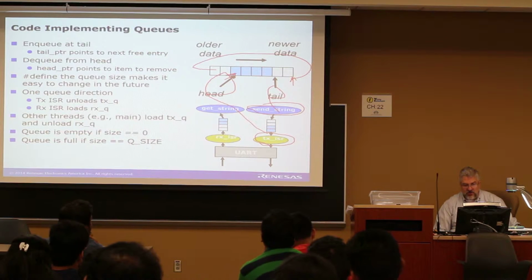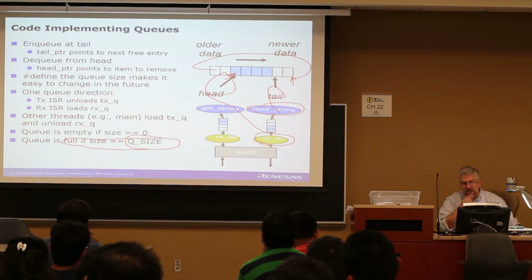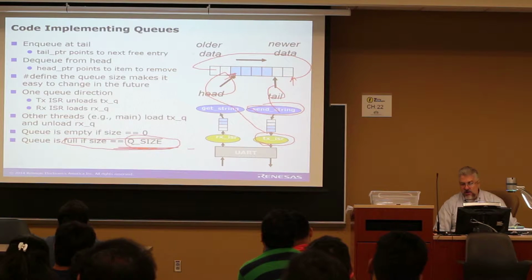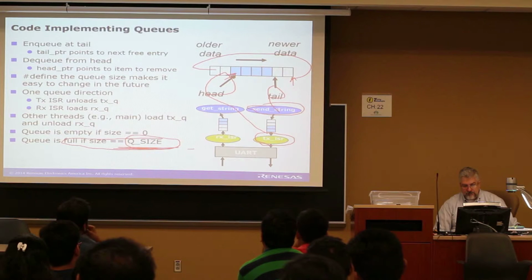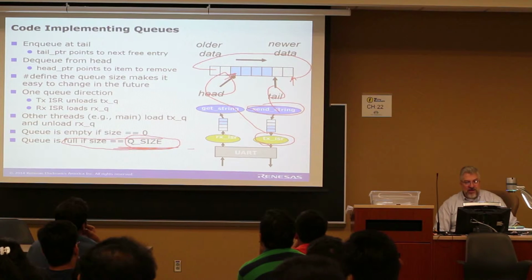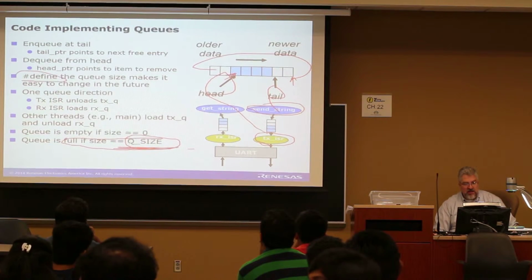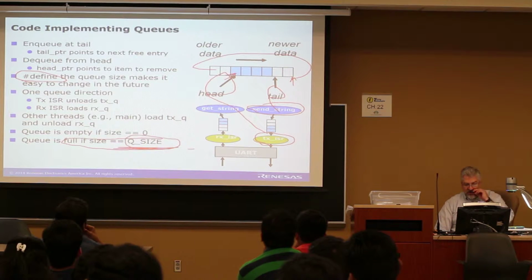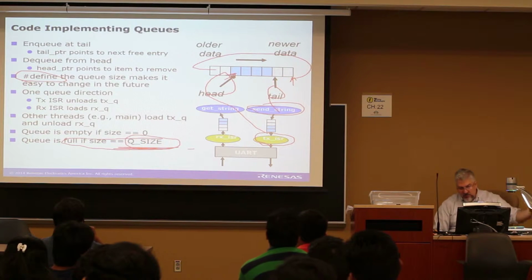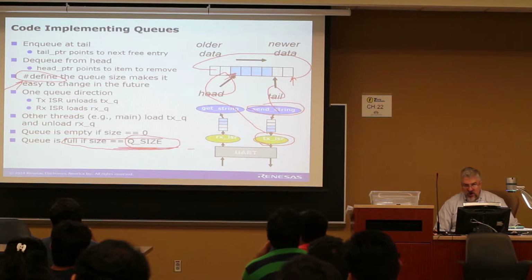There's another way to tell too, and that is when the size is the same as the maximum queue size that you define for your system. By the way, it's good to use this pound define to create your queue size, because otherwise you're going to be changing variables all throughout. That's another reason why you like magic numbers like this. All you have to do is change it in one place, and all the code is correct.